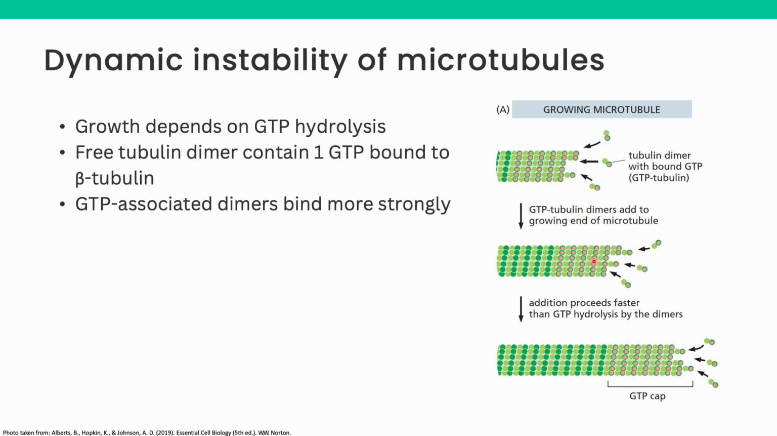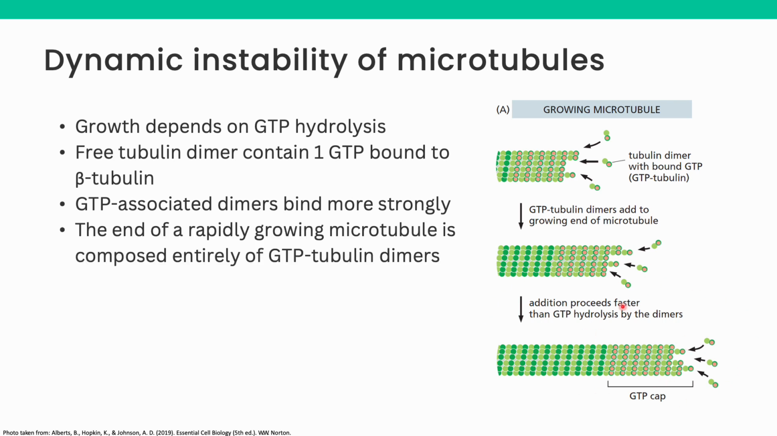Now, if there are a lot of free-floating dimers in the cytoplasm, then the microtubule grows very rapidly. And the end of this growing microtubule is composed entirely of GTP tubulin dimers. We call this the GTP cap, and as long as the GTP cap remains present in the microtubules, the tubule will continue to grow.